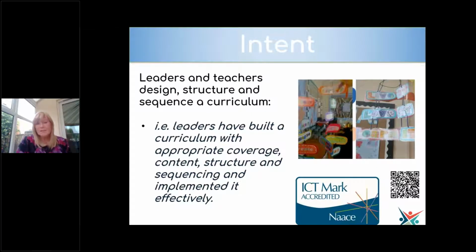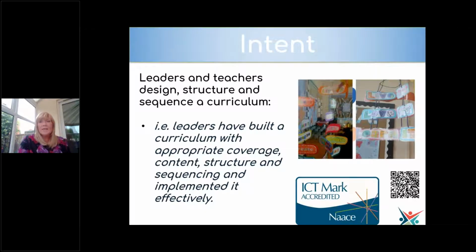So if we go into intent, in my school, more or less, I feel like I went through a deep dive. It wasn't quite a deep dive, but I applied for the ICT mark, and it'd been something that I'd been working towards for about 5 years. It wasn't an overnight sensation, but I took on computing, having no computing skills whatsoever. I was an artist, I was a sculptor. So I took on computing because I wanted to challenge myself.